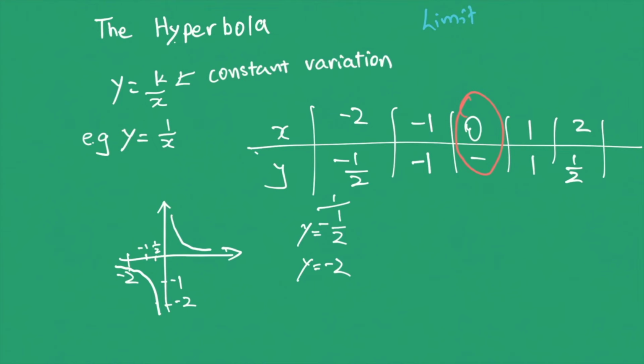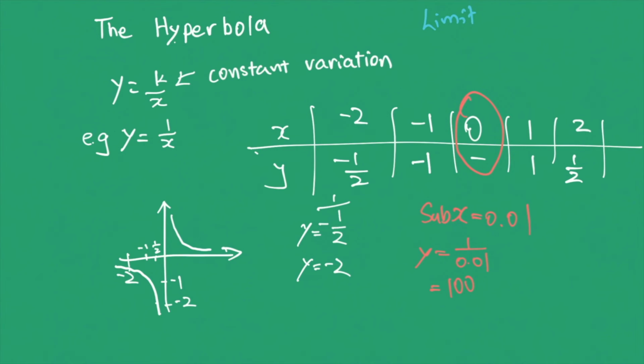Let's sub x as 0.01, which y turns out to be 1 over 0.01 equals 100. So when x becomes smaller, y value becomes bigger. So in this case, the x cannot be 0.